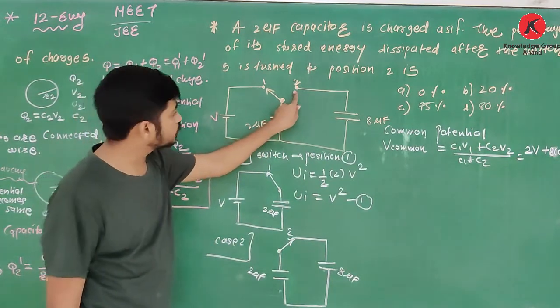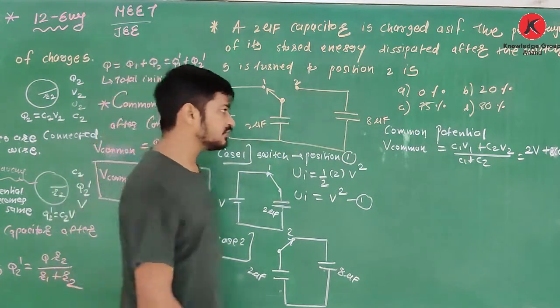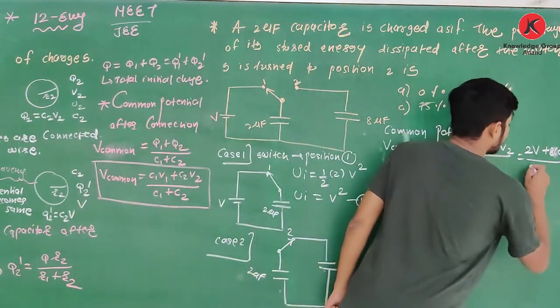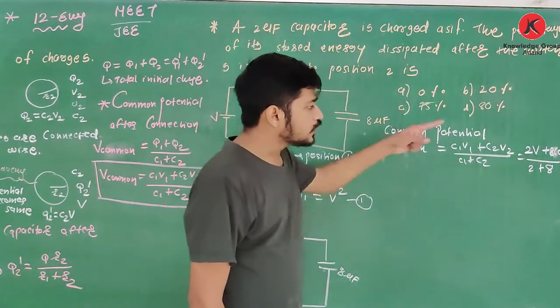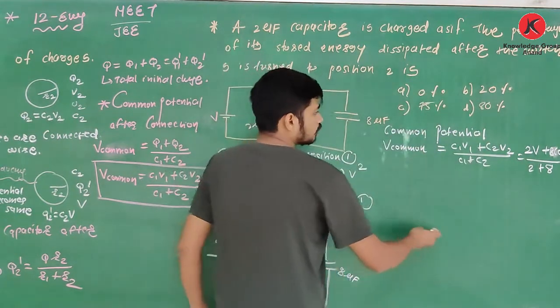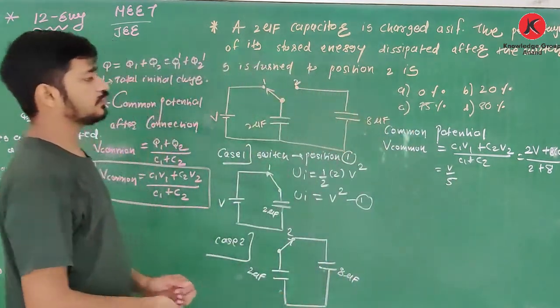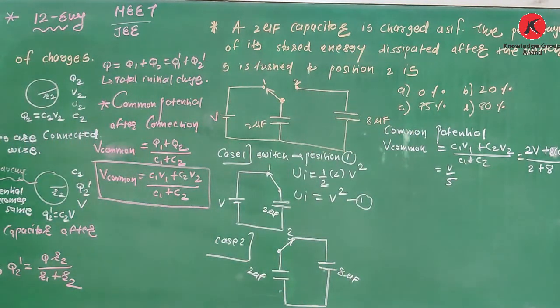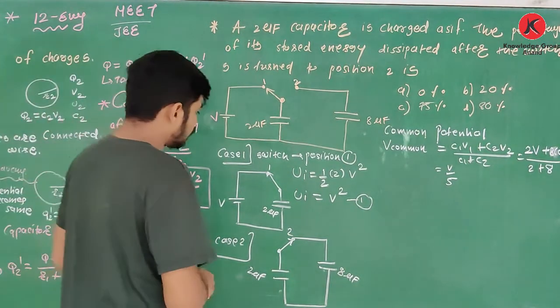So what is the potential difference between the two ends of the 8 microfarad capacitor? 0. Divided by 2 plus 8, it is 10. 2 divided by 10, it is 1 by 5. So common potential is V by 5. Simple. So yes, here the common potential is V by 5. V common is equal to V by 5.